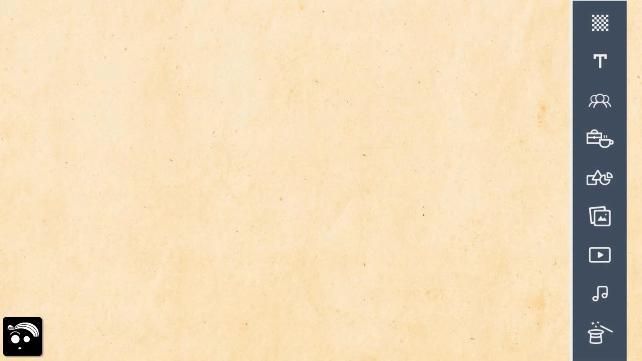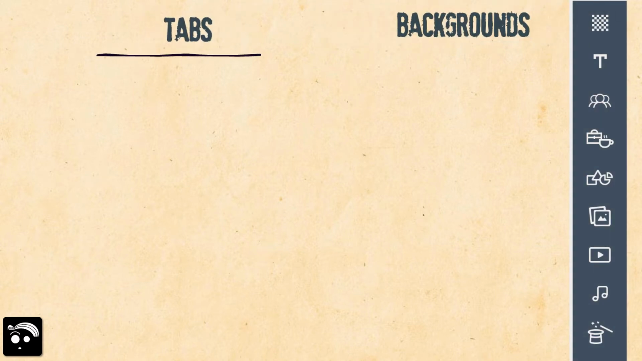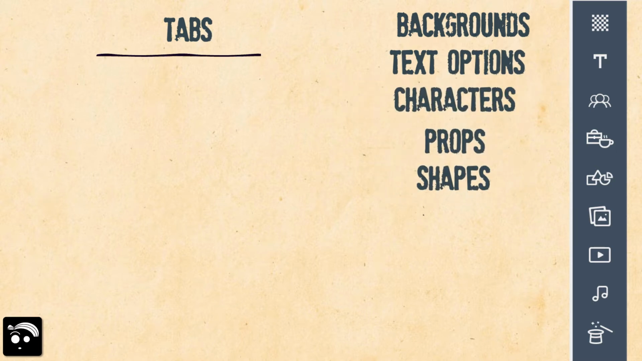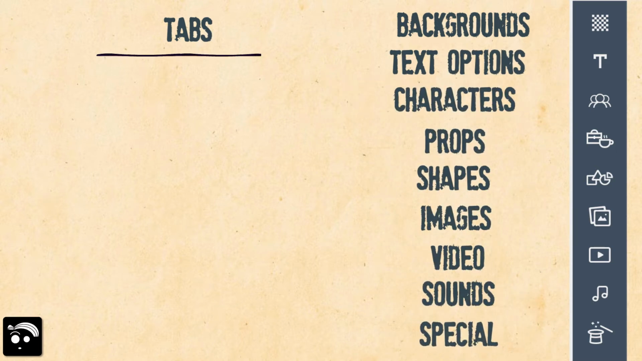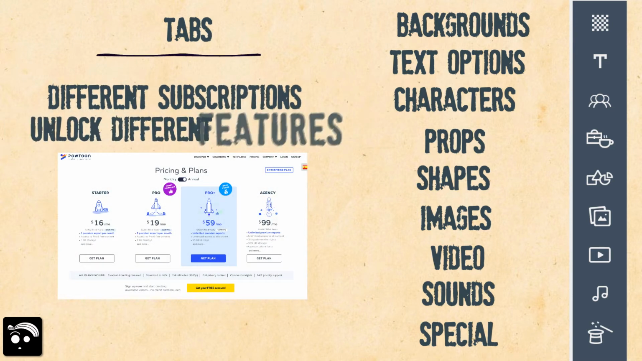On the right side are the various types of content you can add to your Powtoon. You can add backgrounds, characters, text, shapes, animations, videos, and sounds. It's a simple click and move feature for most of the content. Keep in mind the content will vary depending on the subscription you purchase.